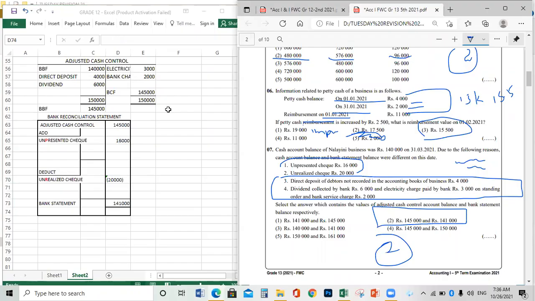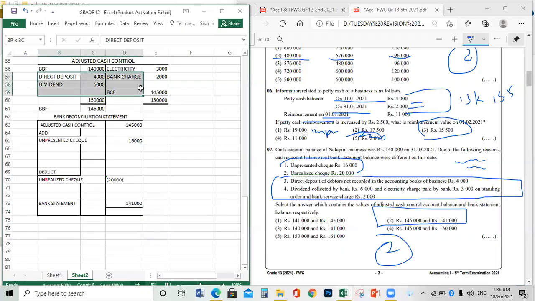So just you have to put, guys, these omissions in the adjusted cash control, and the timing difference you have to put in the reconciliation. What about errors? If the error is done by the bank, you will put it in the bank reconciliation. If the error is done by the business, you will put it in the adjusted cash control.